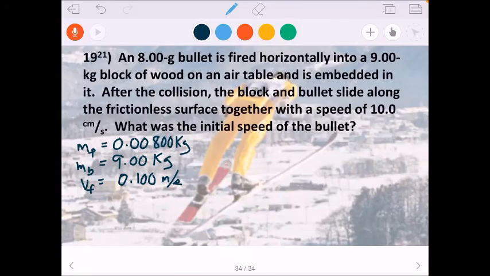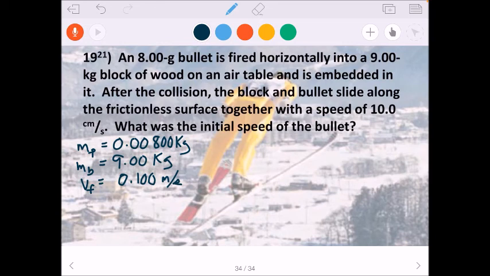Let's take a look at one of your homework problems. So an 8-gram bullet is fired horizontally into a 9-kilogram block of wood on an air table and is embedded in it. After the collision, the block and bullet slide along the frictionless surface together with a speed of 10 centimeters per second. What was the initial speed of the bullet?